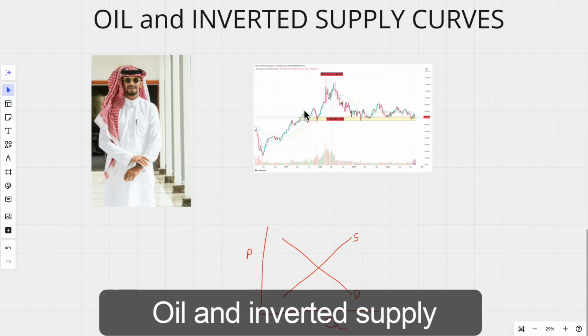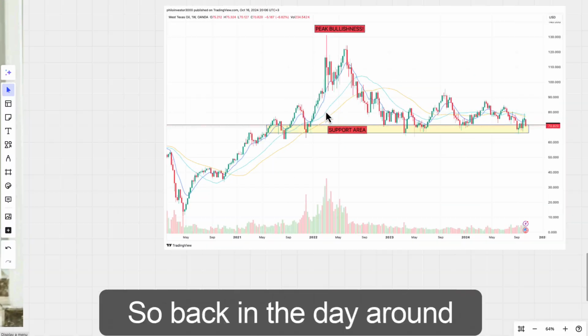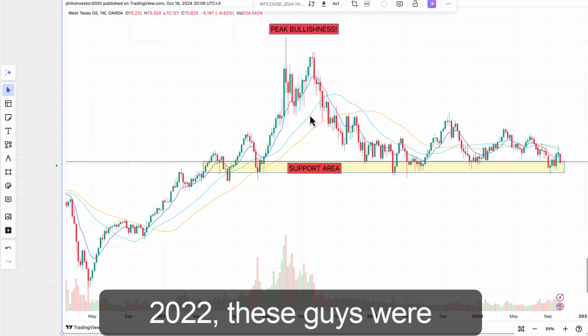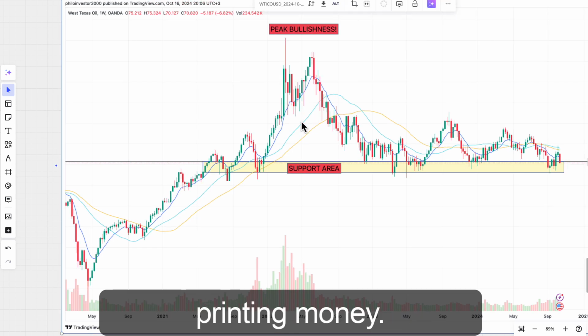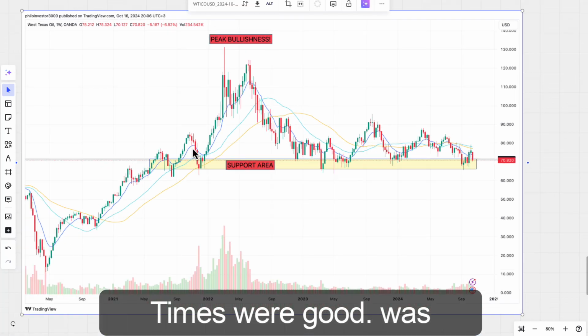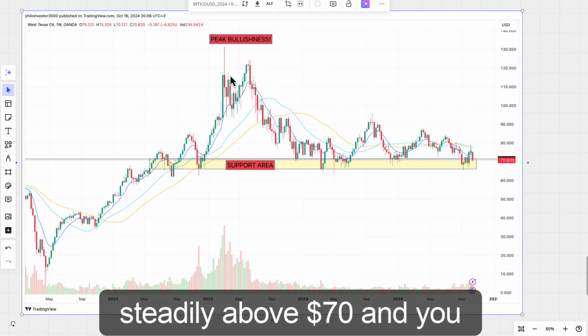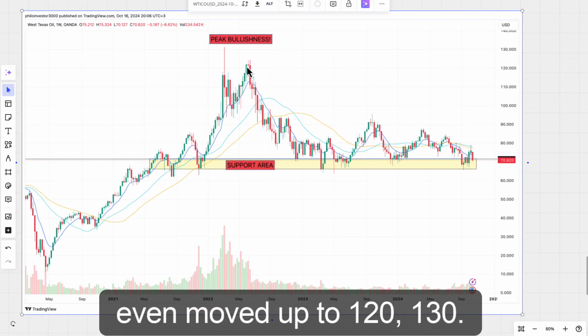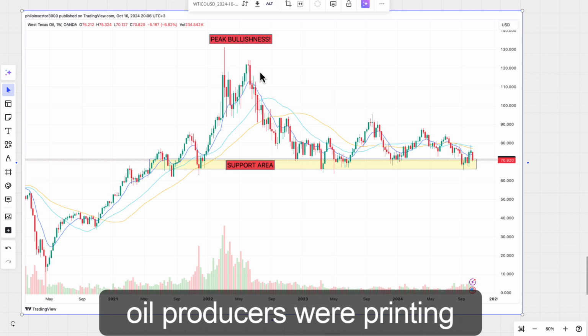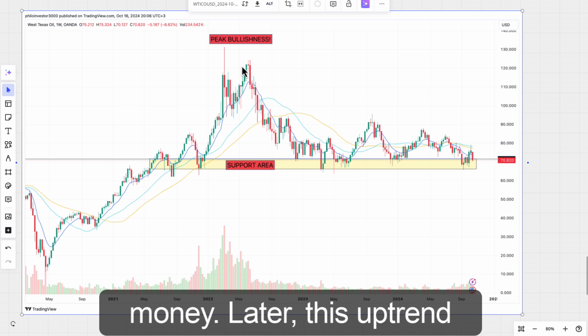Oil and inverted supply curves. So back in the day, around 2022, these guys were printing money. Times were good. Oil was steadily above $70 and even moved up to $120, $130. Everybody was bullish and oil producers were printing money.